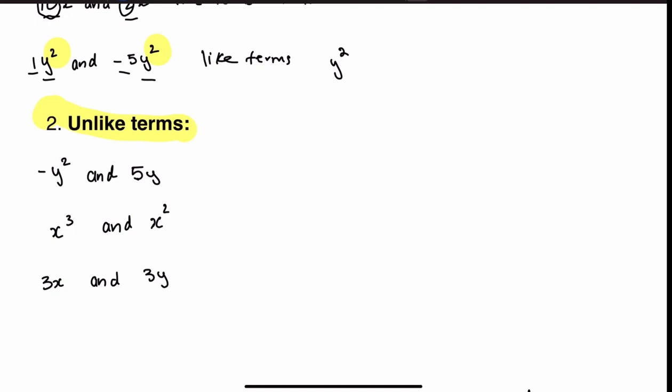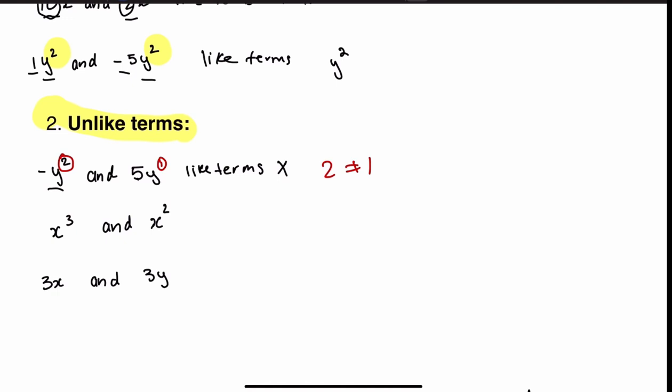Now, unlike terms. Unlike terms, like I said, are terms that do not have the same power raised to whatever the number is. So for example, over here, y squared and 5y are not like terms, because you can see here our y squared is to the power of 2 and our 5y is simply to the power of 1. 2 and 1 are not the same powers. They're not the same numbers. Hence why this is an unlike term.